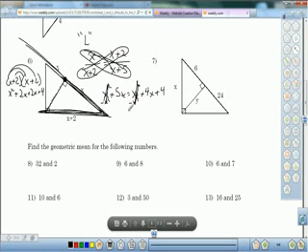x squared plus 2x plus 2x. First, outside, inside, last, plus 4. Combining like terms, I end up at x squared plus 4x plus 4.